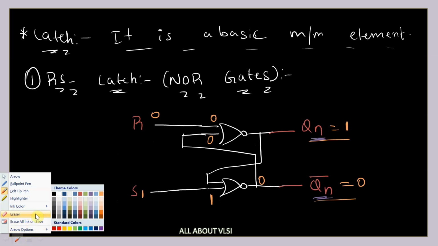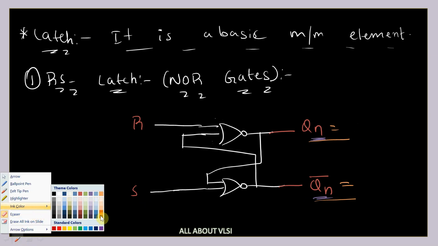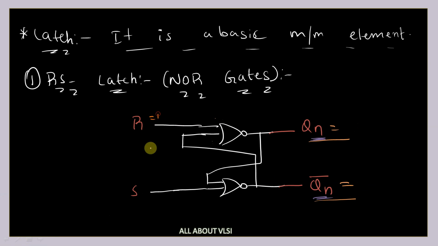And coming to the last condition, let me erase this. What is the last condition we have? R is equal to 1 and S is equal to 1. So any one of the input of your NOR gate is 1, then simply your output will be equal to 0. Okay. And here S is equal to 0, then here 0 plus 1, that is 0. So we can see Qn is equal to 0 and Qn bar is equal to 0.